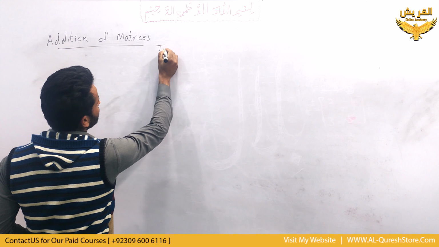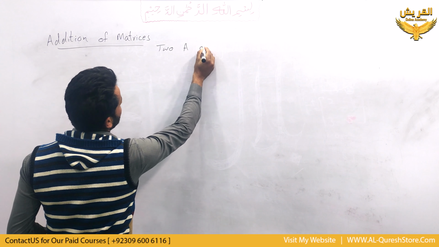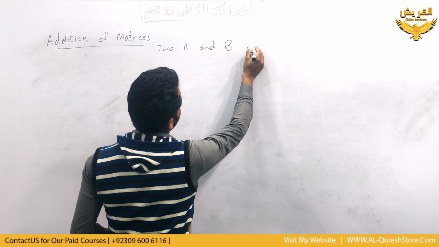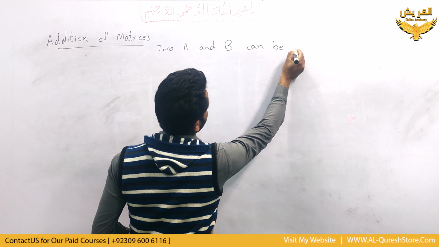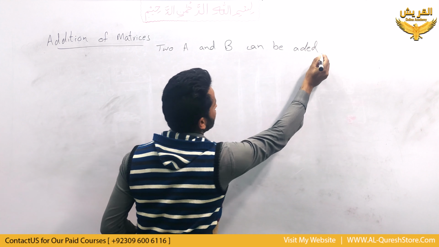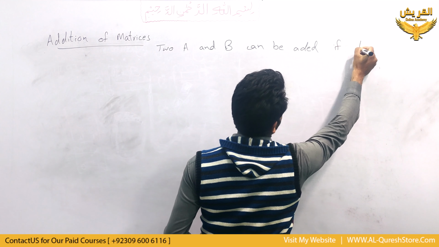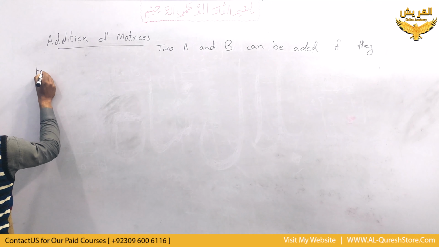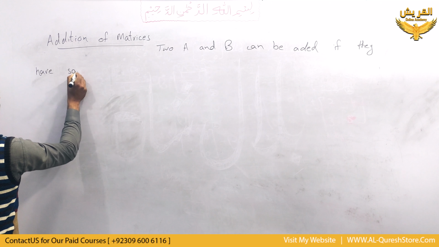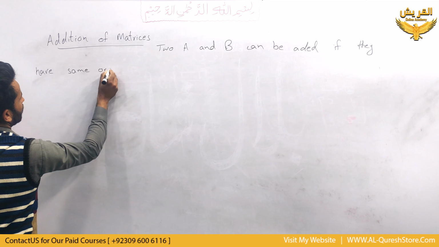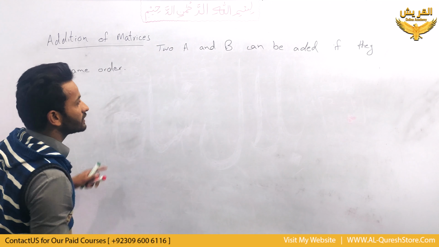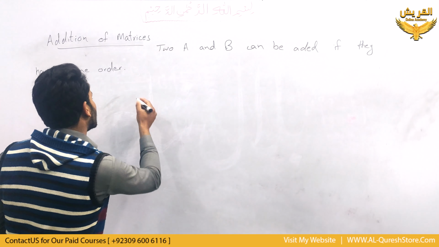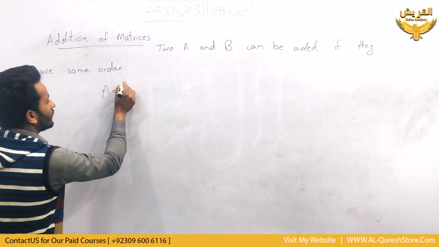Two matrices A and B can be added if they have the same order. Only in the case where both matrices have the same order can we add them. Two or more than two matrices can be added.